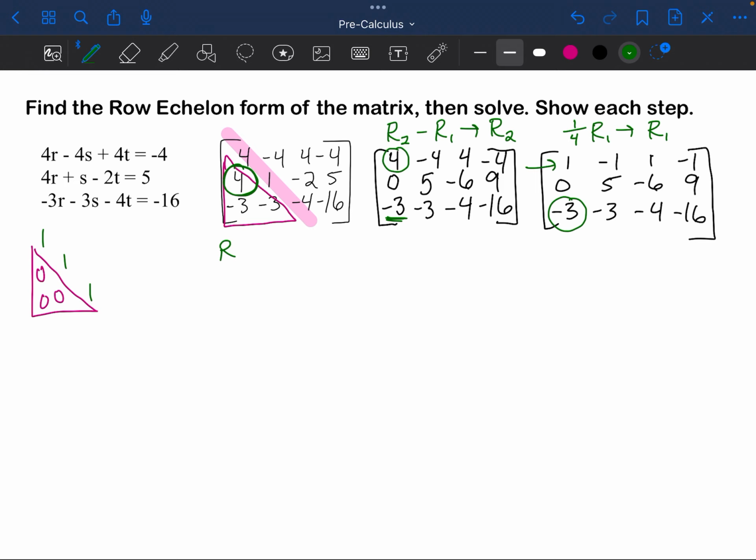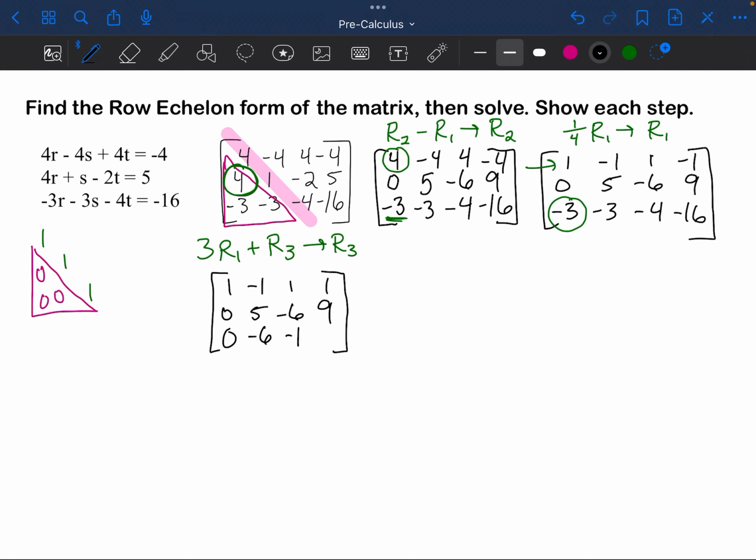I got row 1 times 3. Add that to row 3, and then replace row 3. Everything else stays the same. 1, negative 1, 1, 1. Then I got 0 here because we're purposely canceling. Negative 1 times 3 is negative 3, plus negative 3 gives me negative 6. Okay, do that process again and again. I get negative 1 and negative 19. Making moves, okay. Keep it going.